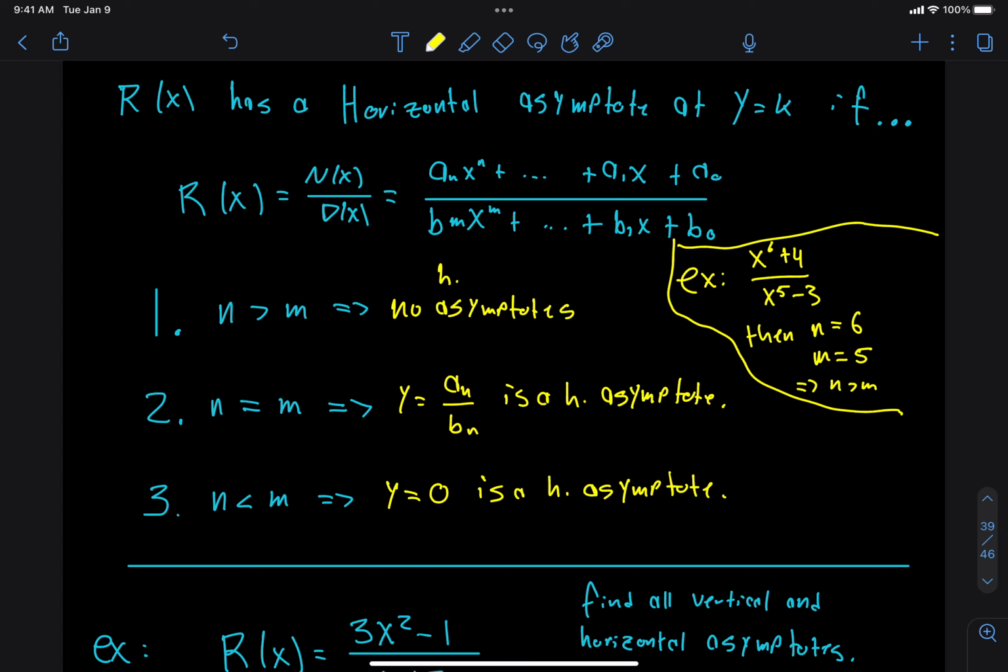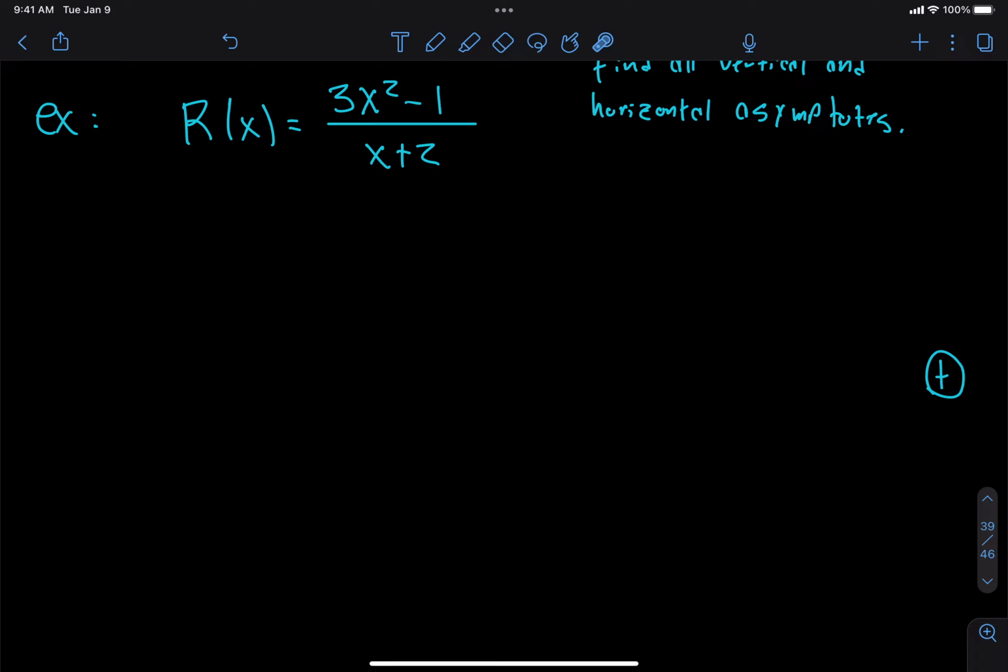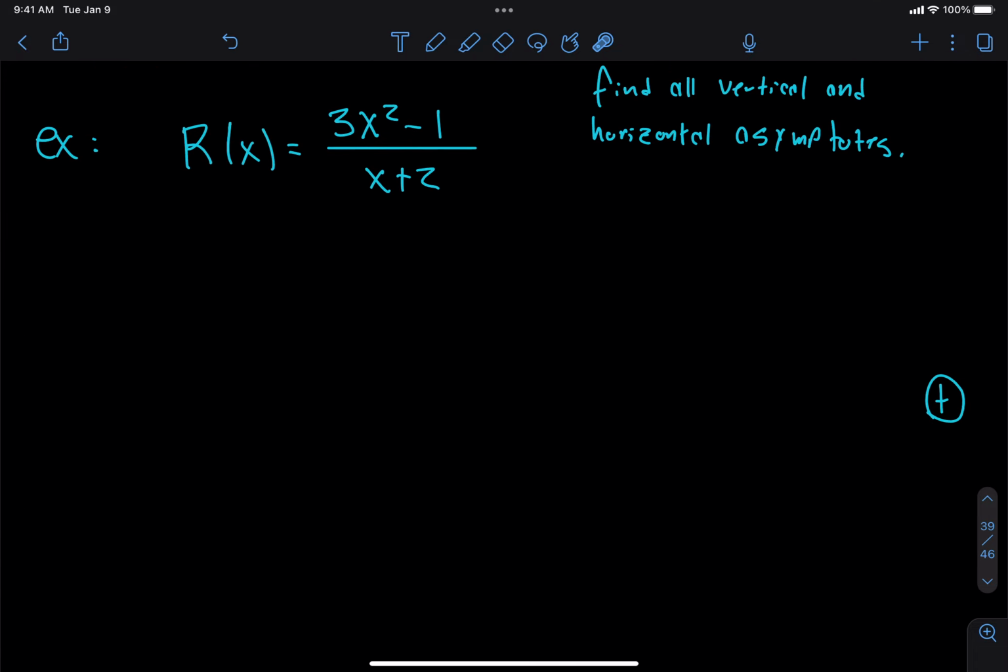All right, let's do an example then. So here we have a rational function, 3x squared minus 1 divided by x plus 2, and our task is just to find all vertical and horizontal asymptotes. I'm not just doing the horizontal, I'm not just doing the vertical, I'm doing both. We're going to walk through this example, and then we're going to have some partner work where you get to try some on your own. But first, let me show you how I would walk through this problem.